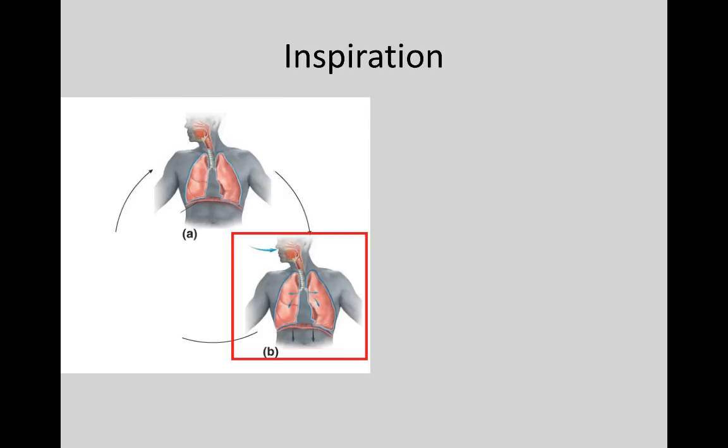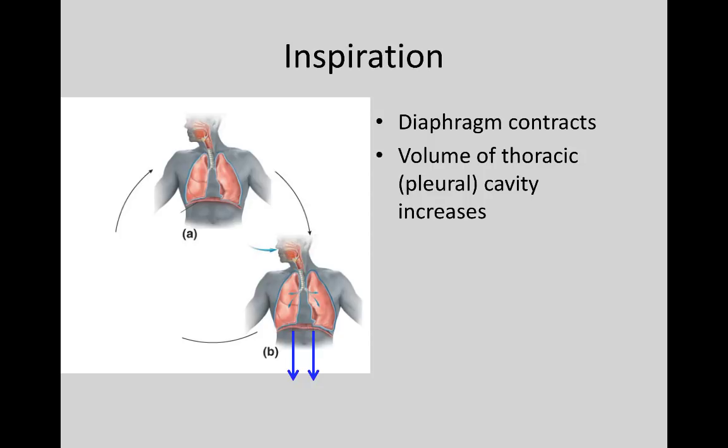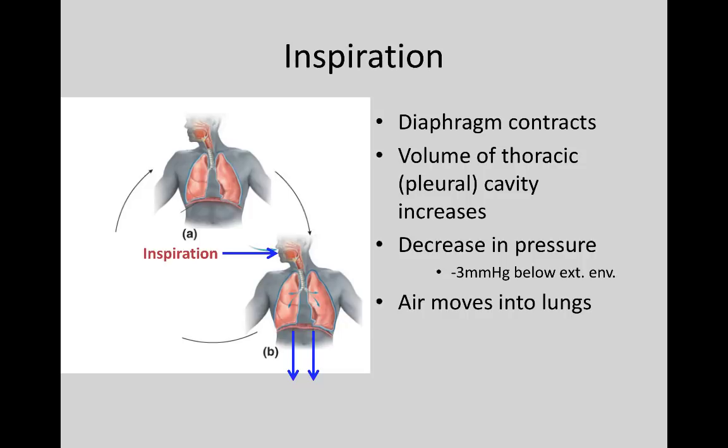During an inspiration, the diaphragm contracts due to stimulation from the phrenic nerve. As it contracts, it flattens out, increasing the volume of the thoracic cavity. The parietal and visceral pleura stick together because of the serous fluid in the pleural cavity, and that expands the lungs. Volume and pressure are inversely proportional, so as the volume increases, pressure inside the lungs decreases slightly below the external environment by about 3 millimeters of mercury. As the pressure drops below the external environment, air moves into the lungs.